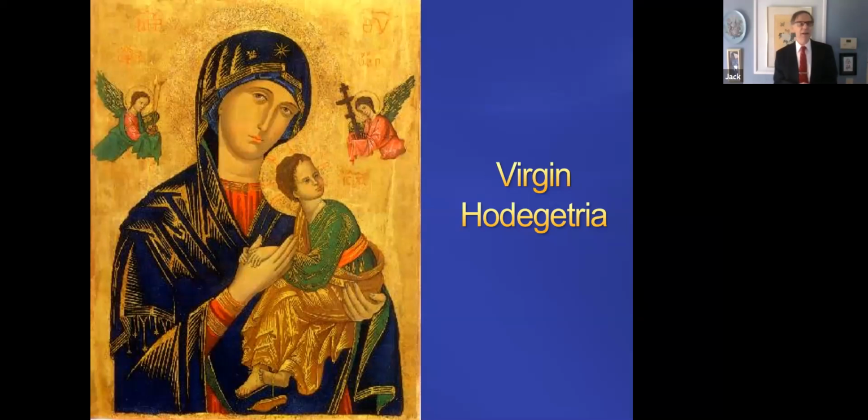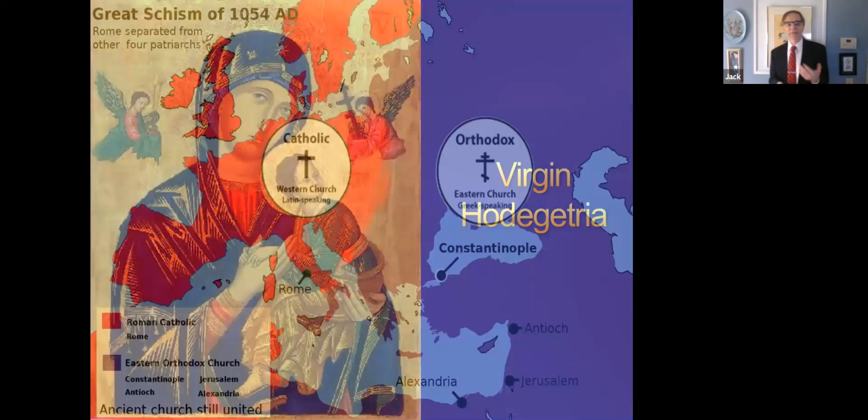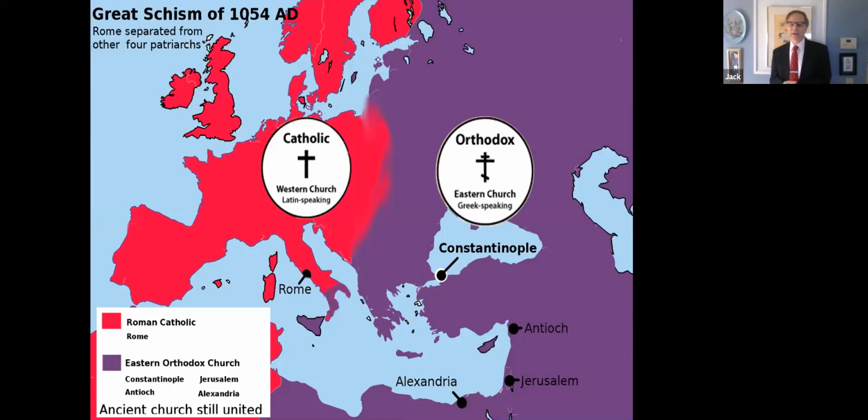And to understand icons, you have to understand the differences between the Eastern and the Western churches in terms of theology. If you look at the school textbooks, they're going to tell you the reason the churches split was they were disagreeing over the power of the Pope. And actually, it was much, much deeper than that. There were major differences in theology between the two different churches.